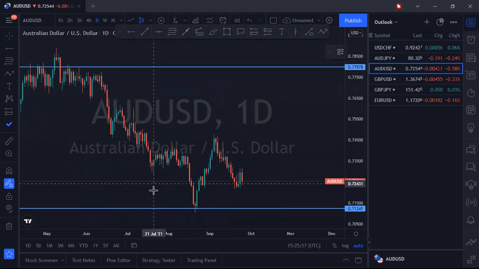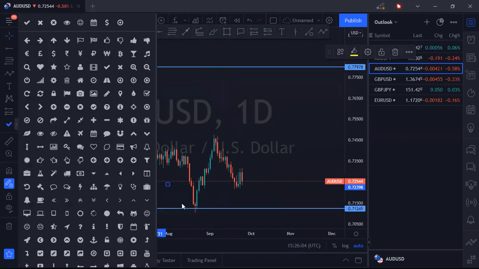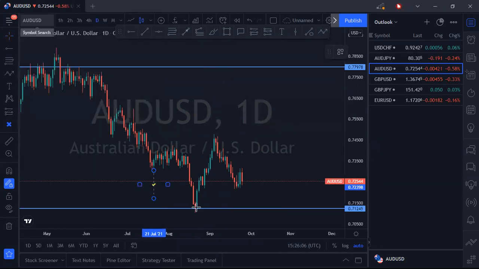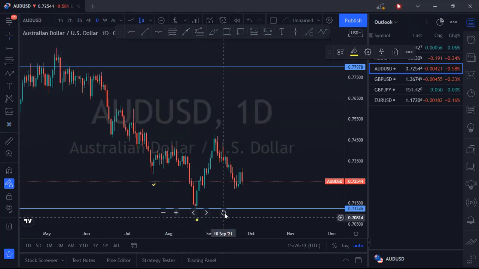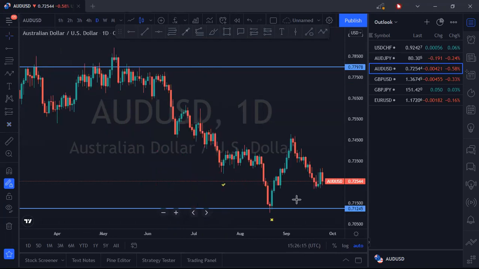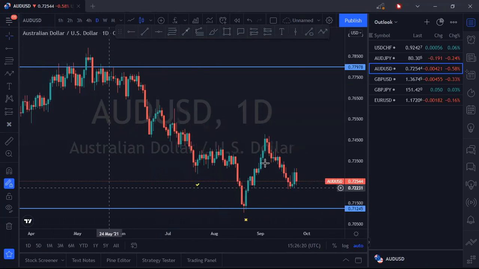There has been liquidity taken out here, making this low a very strong area for market makers, which will make it difficult for market makers to break it. All right, making it difficult for market makers to break it. So as you can see, price just got here.